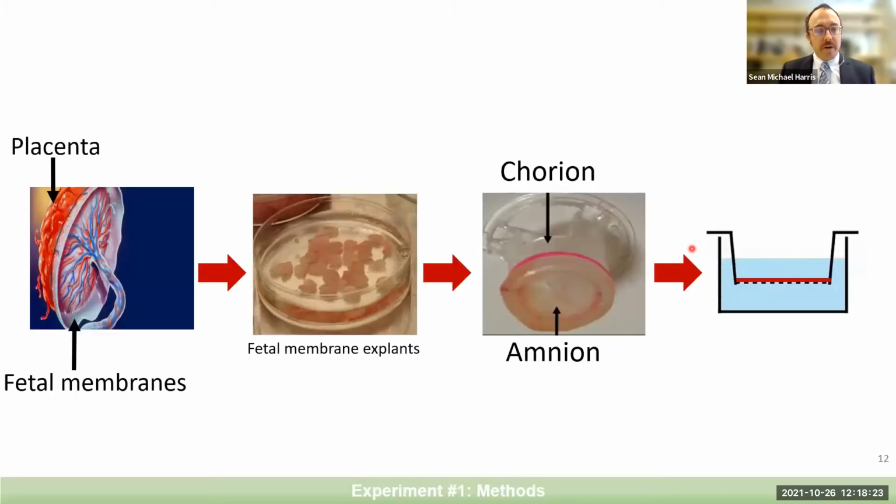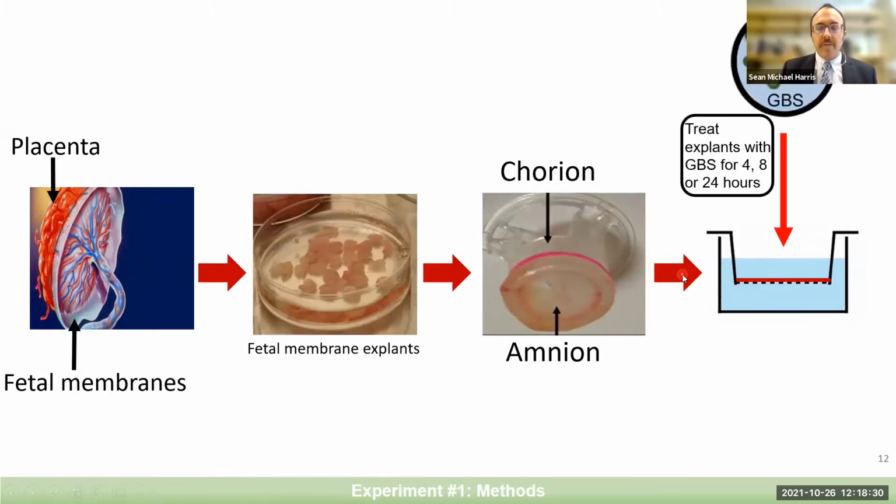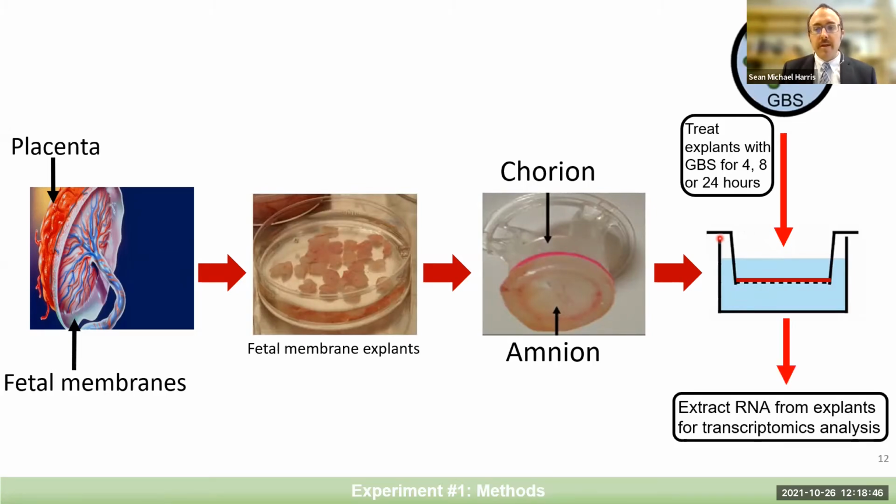So as a follow-up experiment, we generated these fetal membrane explants, as I demonstrated earlier, and then treated the explants with group B strep for various time points, from 4, 8, and 24 hours, in order to look at what molecular pathways were being impacted across, essentially, the first day of infection with this organism. So then we extracted RNA from the explants and conducted transcriptomic analysis using microarrays to answer this question.